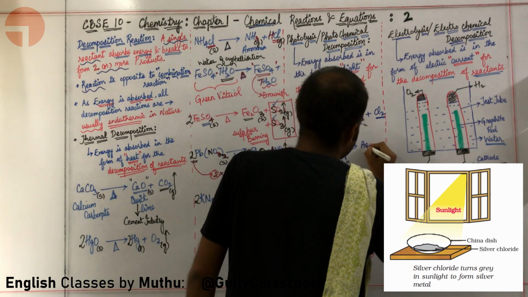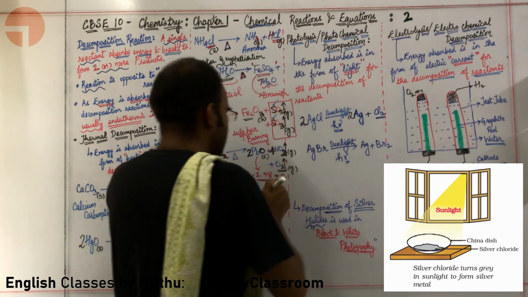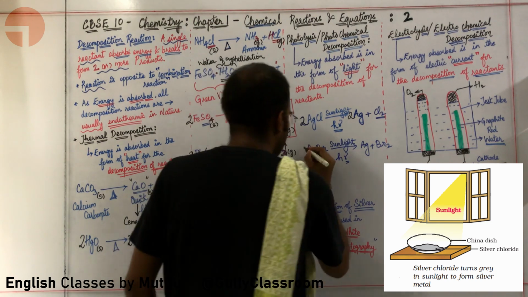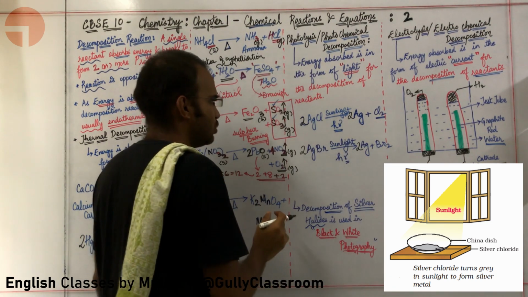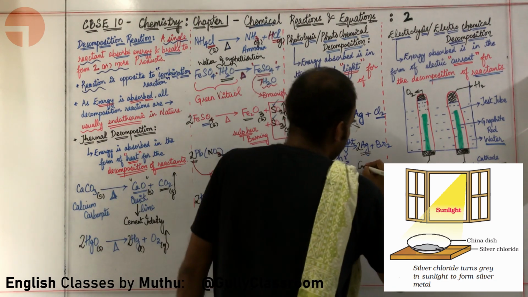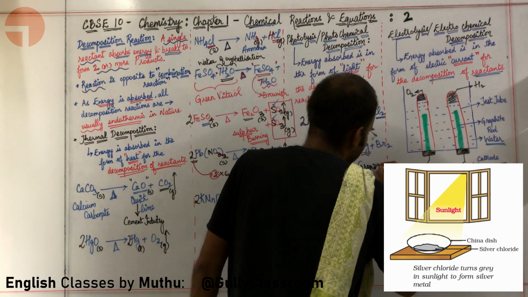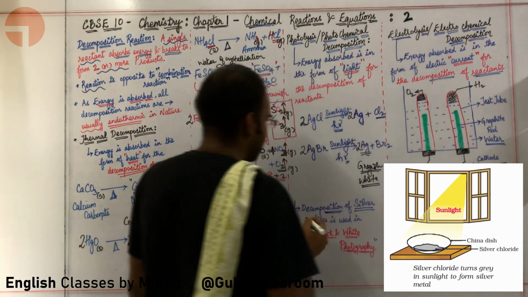Anyway, once more, Ag plus Br2. In order to compensate for this particular Br2, I am going to put a 2 here. Ag has become 2, so I am going to put a 2 here. This Ag, what color, sir? It will be in grayish white color.